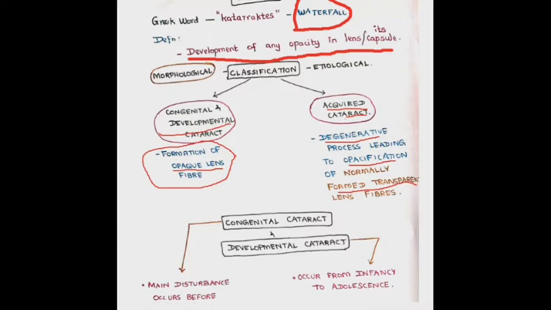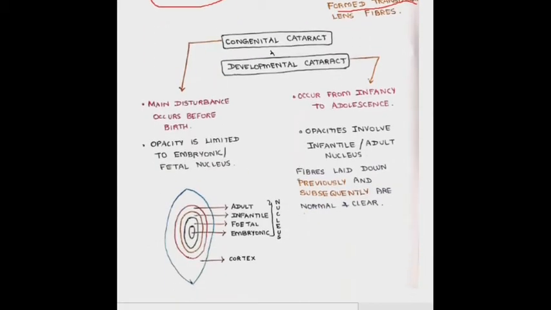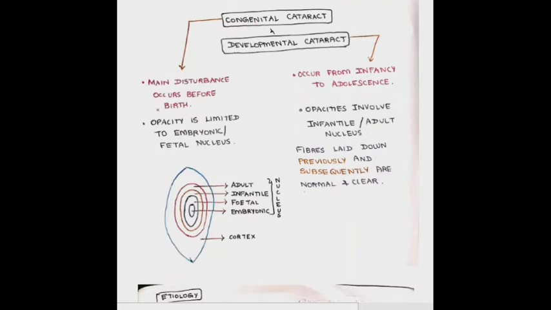Now we would see about the congenital cataract. Congenital cataract and developmental cataract are classified accordingly because congenital cataract occurs before birth and developmental cataract occurs during the period of infancy or adolescence. That is the main difference between congenital cataract and developmental cataract.